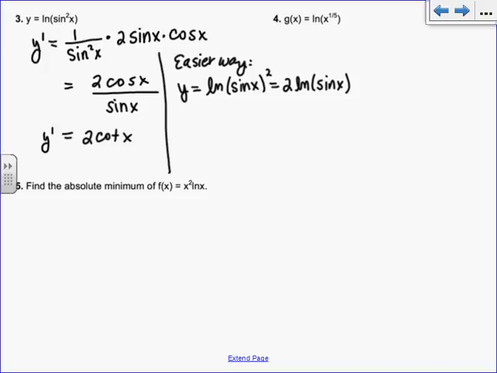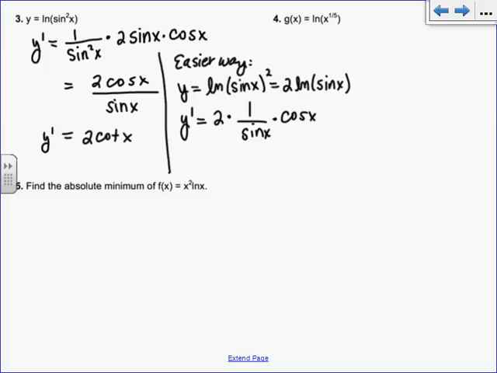Yeah, the log rules say that if you have a power, you can bring it to the front, right? That's all I did. It's just a log rule. Now I take the derivative. So when I take the derivative, the constant's out front, and the derivative of the natural log of sine is 1 over sine times cosine. So you end up still getting 2 cotangent of x.